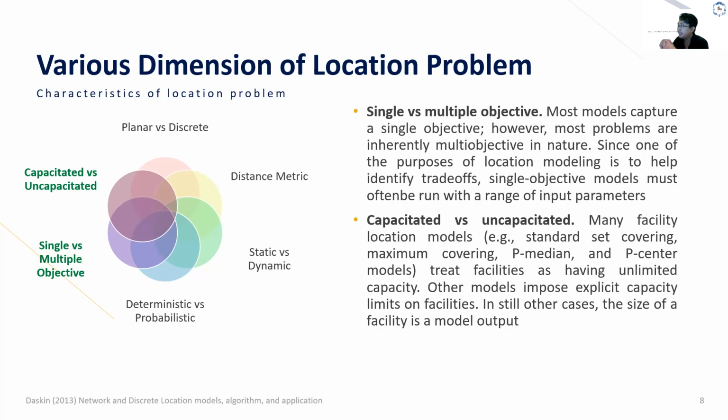Another thing, more specific to the facility location problem, is whether you consider a capacitated or uncapacitated facility location. Capacitated means you consider how much capacity can be served by the facility. For example, it may be the amount of area in those facilities. If it is a warehouse, for example, those are capacitated facilities.